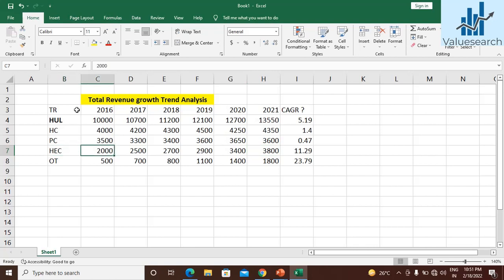Here it was only 25%. Now here, if you calculate it, it is 41.32%. It is 41.32% of total revenue. So like that, you can analyze any company's numbers and its growth trend.